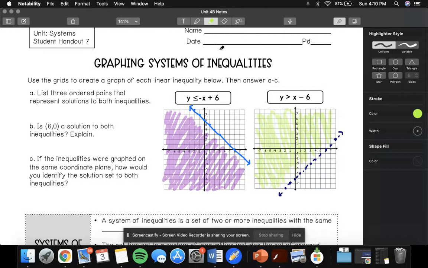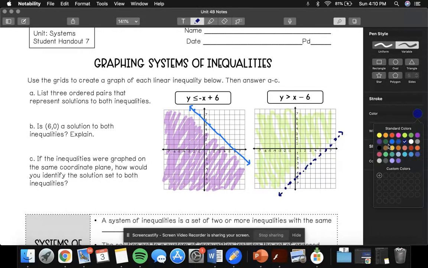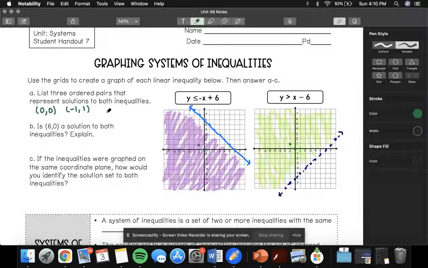Okay, so now it looks like we're ready to answer some questions. List 3 ordered pairs that represent solutions on both inequalities. So we see which would be solutions for both. Looks like 0, 0, my favorite point, is definitely one. Negative 1, 1 would be in both of them. And 2, negative 3, yep, those are on both of them.